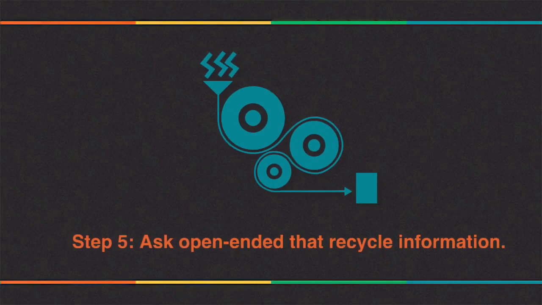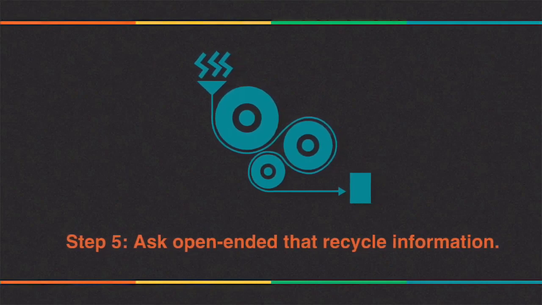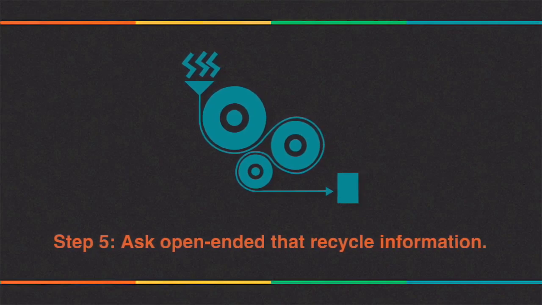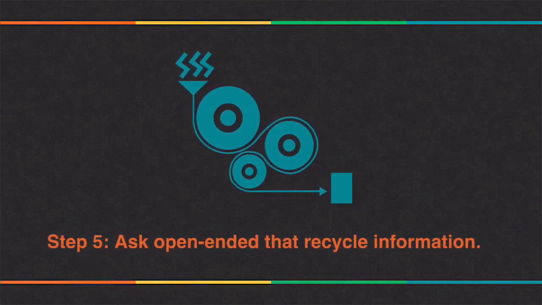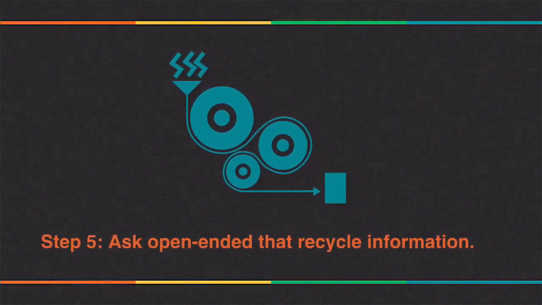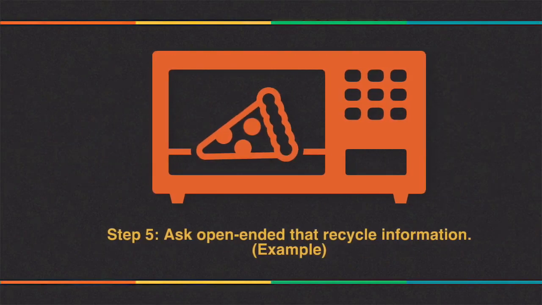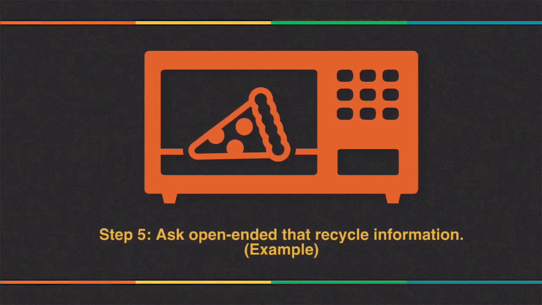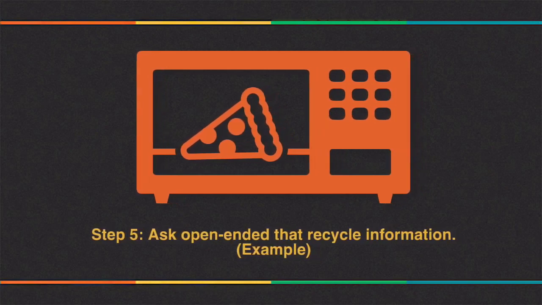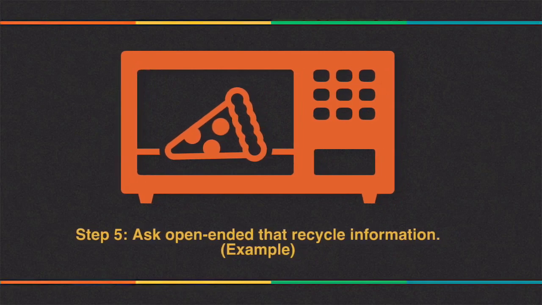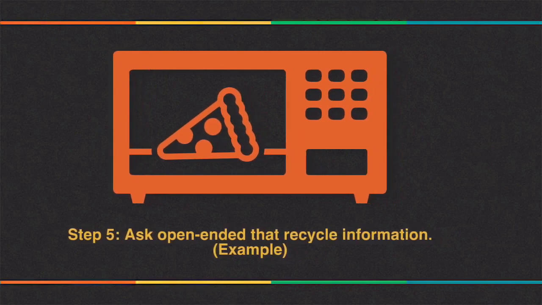Step 5 is to ask open-ended questions to which students know the answers. You can be sure that students know the answers by recycling information that you have already covered from the story. So in our restaurant example, you could ask, who eats a pizza? Or, what does John do? Or, what does John eat?